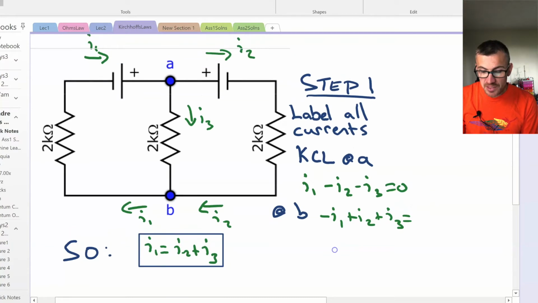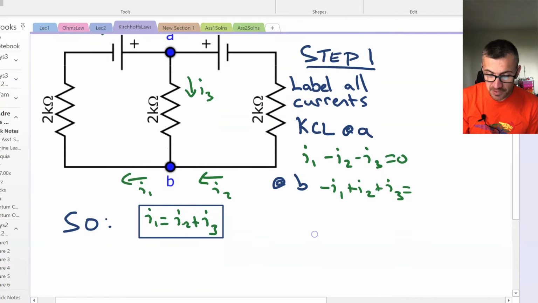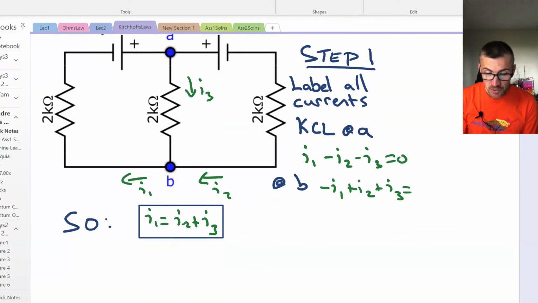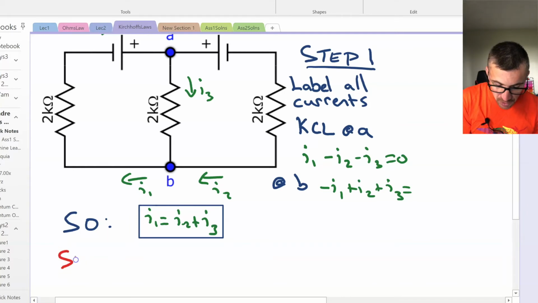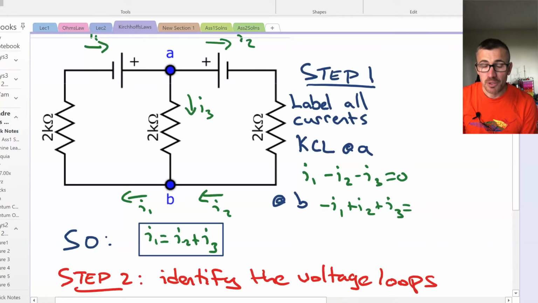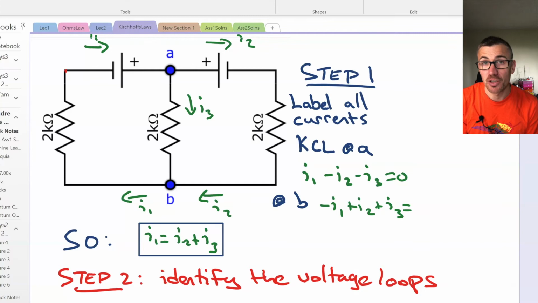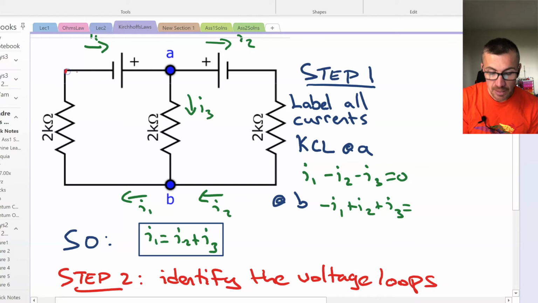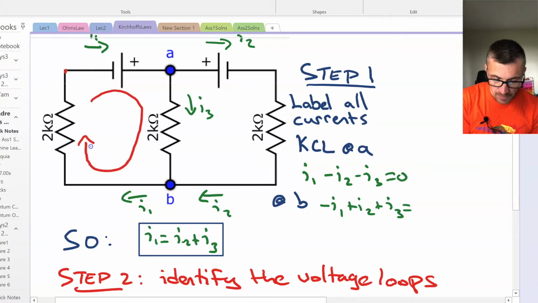Now let's move on to the second part of Kirchhoff's laws, which is to apply the voltage law by looking at the different loops where we have all the voltage gains and voltage drops that need to add up to 0. So we'll call it step 2. Identify the voltage loops. So let's look at the potential loops we have here. We'll take our test charge here, and we'll just drag it along the circuit, starting at the top left. One potential loop looks like this, L1.